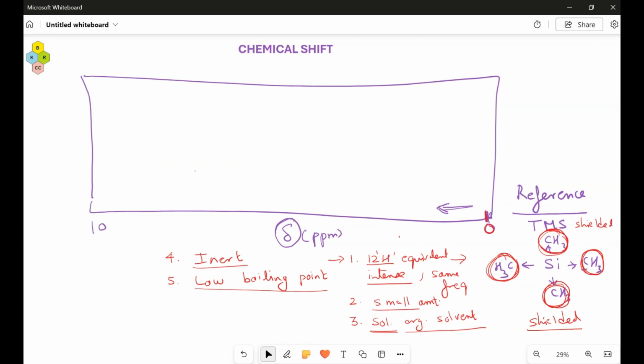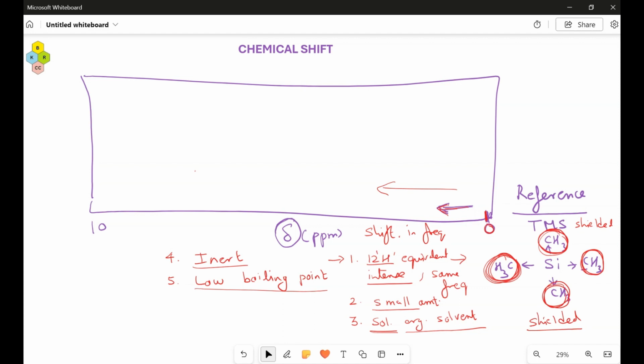Now, the hydrogens in the organic molecule will shift from the TMS. So there is a shift in frequency. Why is there a shift in frequency? Already we have seen that it depends upon the electrons surrounding the hydrogen. TMS hydrogens are highly shielded. The compounds we take into consideration will have de-shielding compared to TMS, therefore they'll be shifting from 0 towards 10.